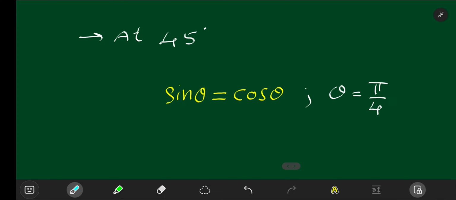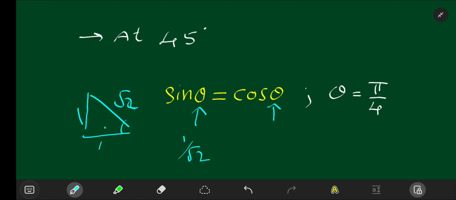Remember this point. The next point is, if you substitute 45 degrees in place of theta, sin 45 is 1 by root 2. Yes or no? The ratio is 1 is to 1 is to root 2. At 45 degrees, sin theta is opposite side by hypotenuse, cos theta is adjacent side by hypotenuse, and that is 1 by root 2.